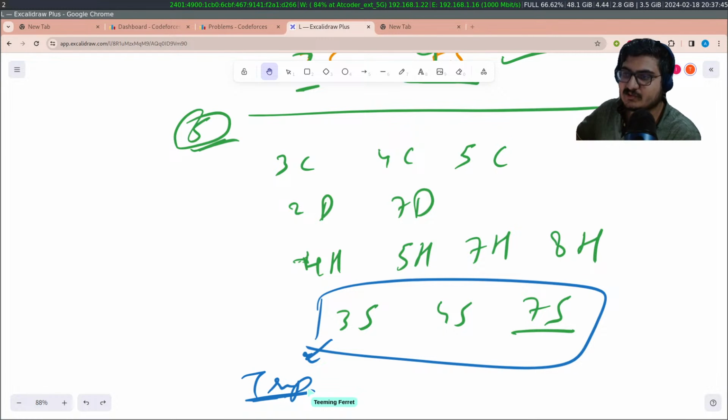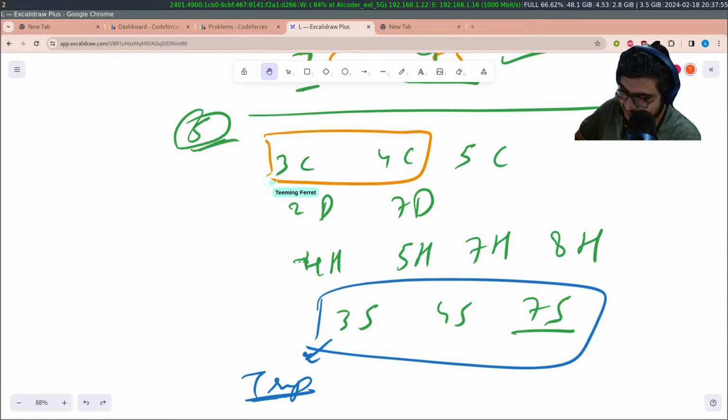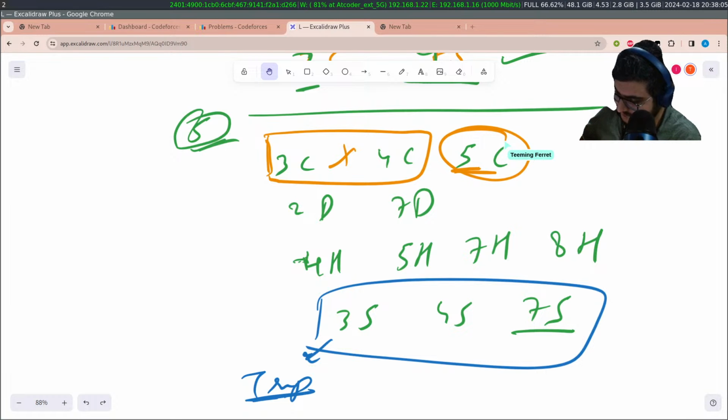So the way to solve this problem is you try to create as many pairs as possible from the same suit over here. So you first make a pair from 3C, 4C, and now these are gone. But 5C remains, and there is no card of the same suit. So in that case, you pair 5C with one of the trump cards.